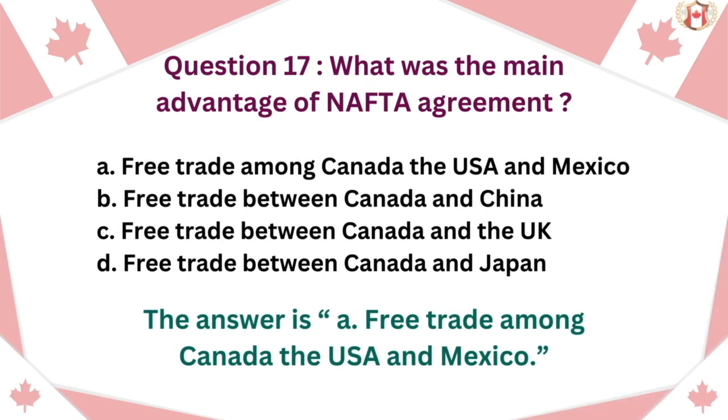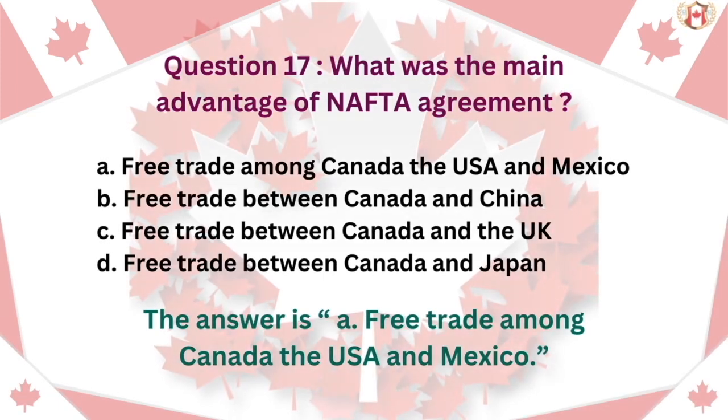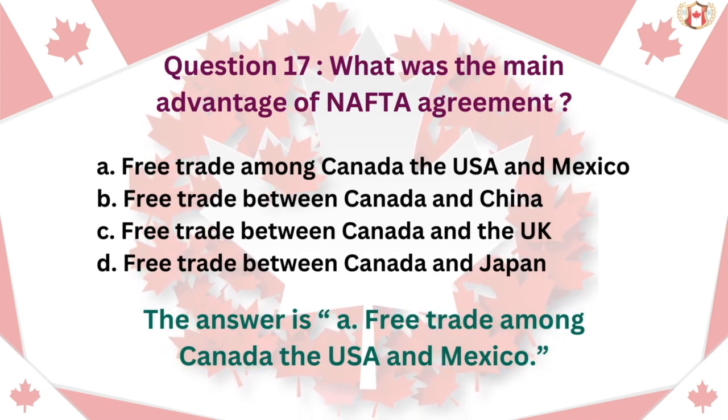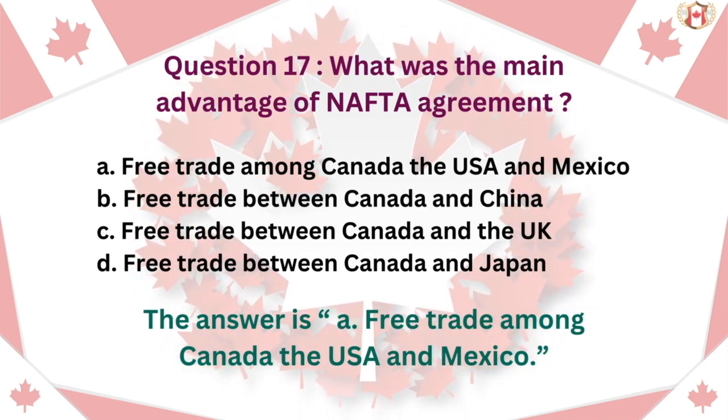Question 17. What was the main advantage of the NAFTA agreement? A. Free trade among Canada, the USA and Mexico. B. Free trade between Canada and China. C. Free trade between Canada and the UK. D. Free trade between Canada and Japan. The answer is A. Free trade among Canada, the USA and Mexico.